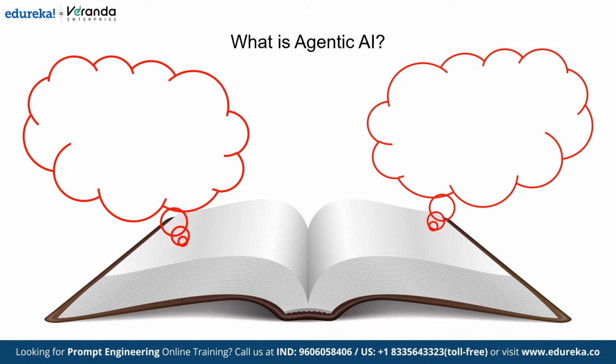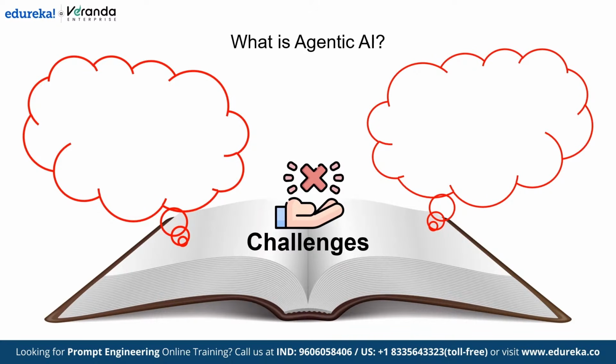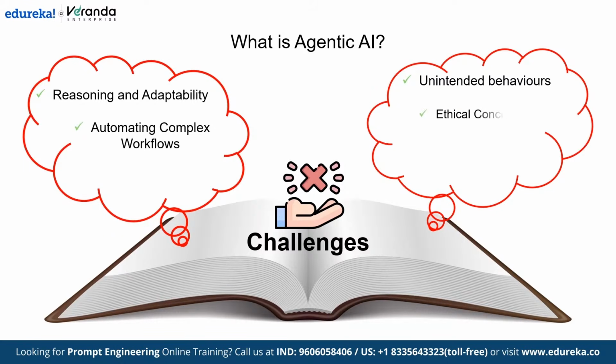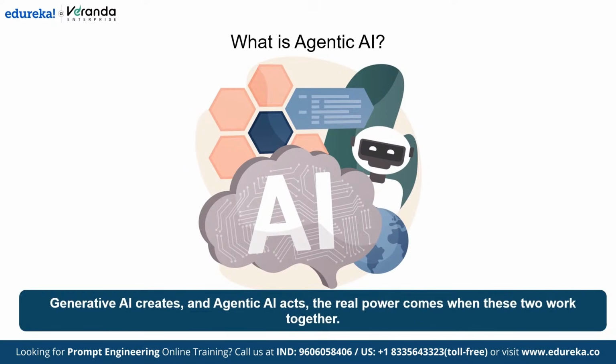But it also has its own challenges. Developing truly autonomous AI requires significant advancements in reasoning and adaptability. There are certain risks, including unintended behaviors and ethical concerns around AI that makes independent decisions. And unlike generative AI, which focuses on creativity, agentic AI is limited in how well it can generate novel content. So while generative AI creates and agentic AI acts, the real power comes when these two work together.